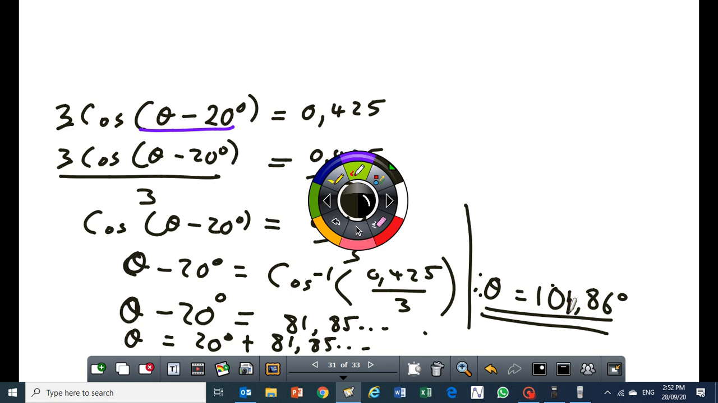Okay, so this is one example where you have brackets. Okay, you have got angles inside the brackets. Now, there are times when you can also have brackets, then a constant outside the bracket. So I'm going to do that as the next example. Okay, there are different types of trigonometric equations. So you need to be familiar with the different types.